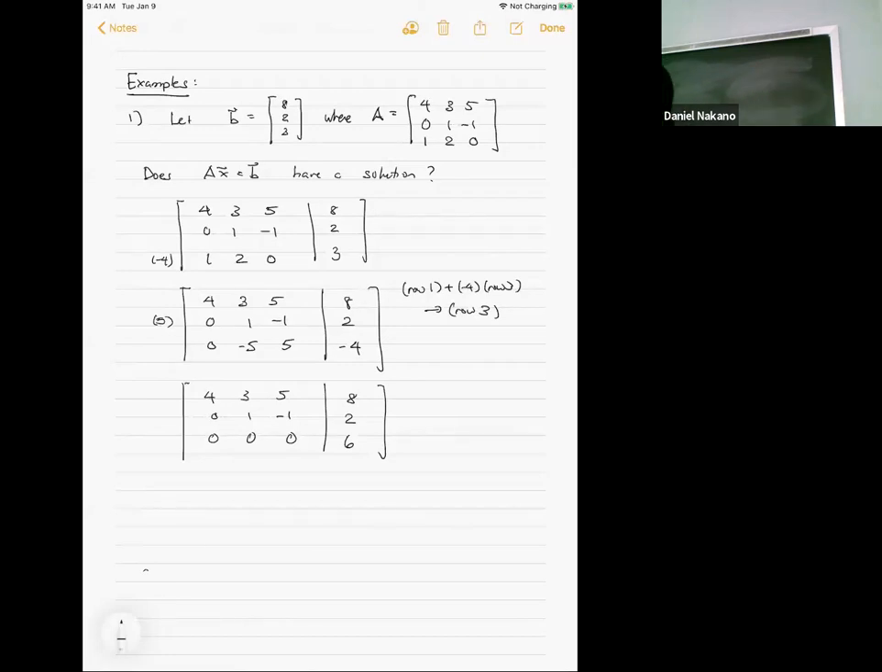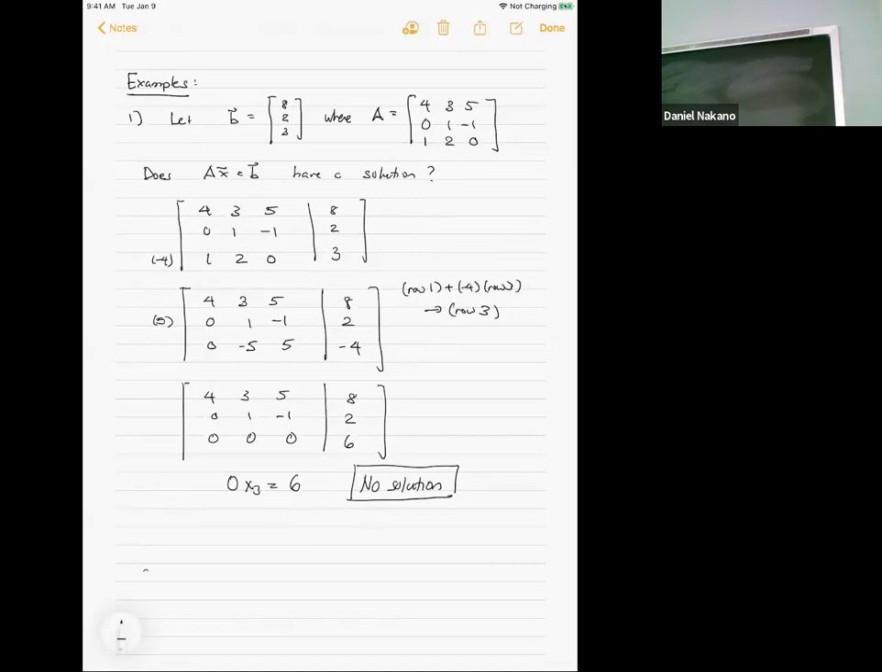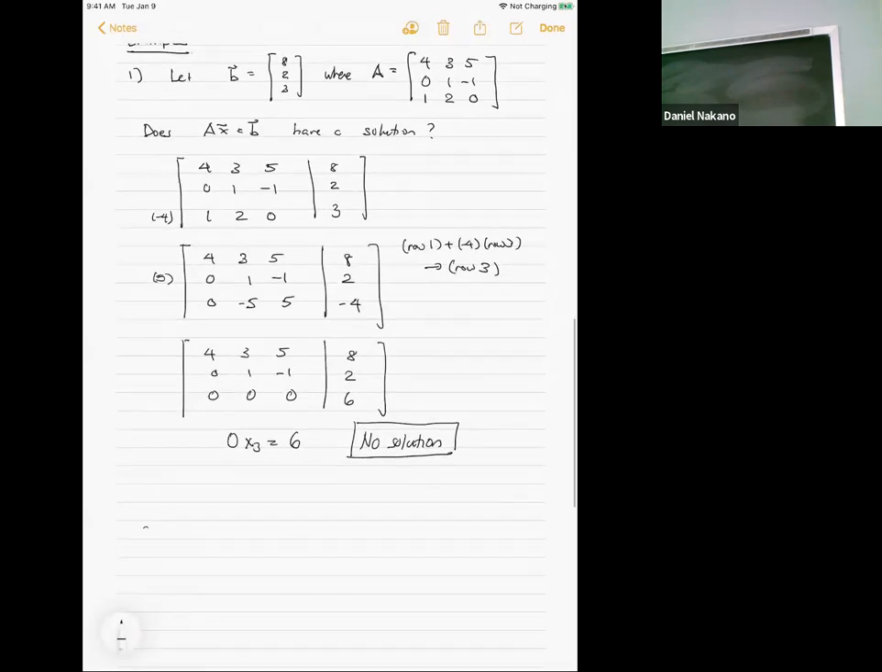So what's the conclusion here? So I have 0 times x3 is equal to 6. So what can I say now? Good. So there's no solution. Okay, so there's no solution to this system of equations. Okay, so that's question number 1.